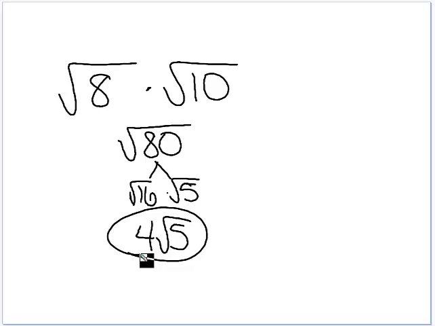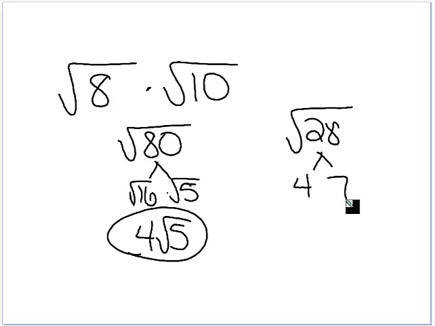Like the second problem we did, square root of 28 was 4 times 7, and then we broke that down. Yep. Square root of 4, square root of 7. And then the square root of 4 is just simply 2. And can we get any perfect square that goes into 7? No. So we would just have 2 square roots of 7. Any other questions?